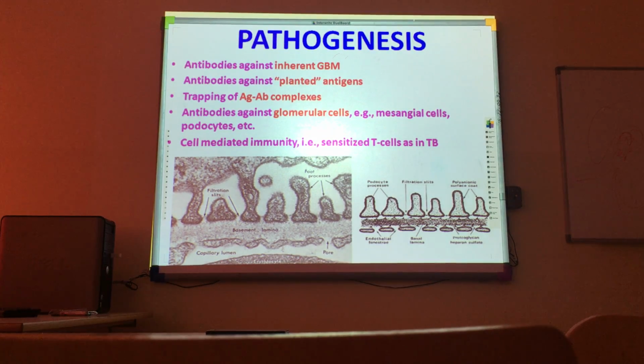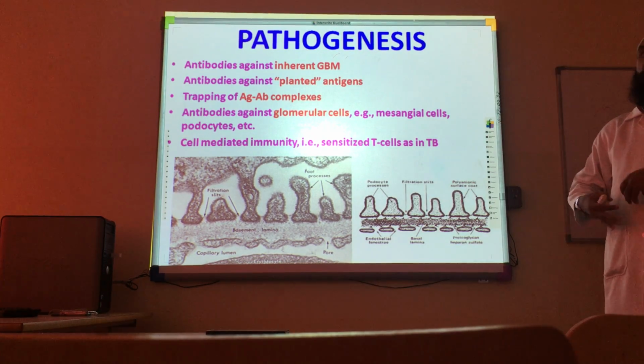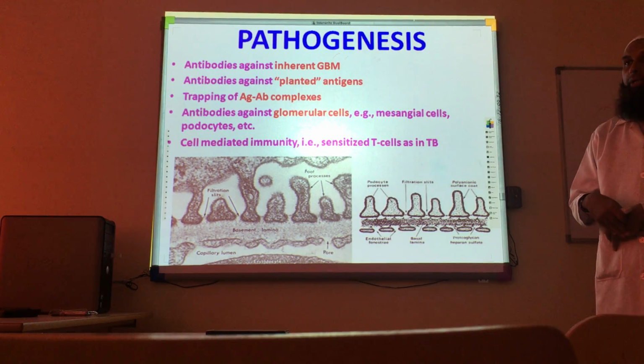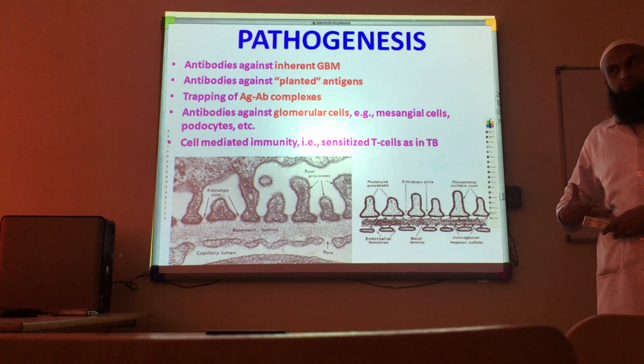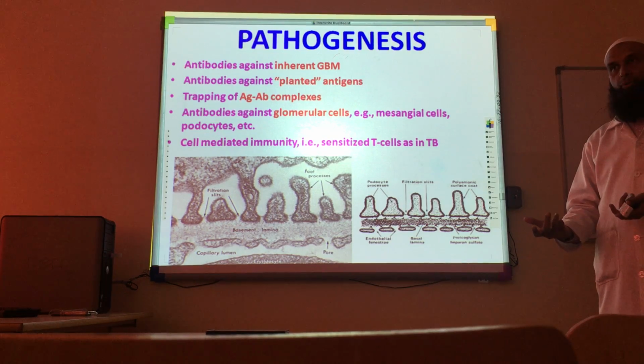First one, the antibodies against the inherent glomerular basement membrane. Does this mean this is an autoimmune disease? We can say autoimmune disease in that sense, because the glomerular membrane is already there, so the antibodies directly come to attack it. And these antibodies can be injected. If they are formed within the body, then it is autoimmune. So that is one of the possibilities.